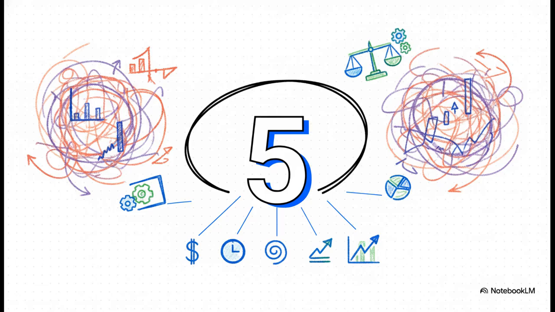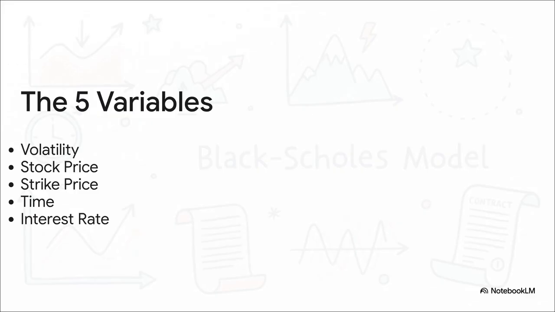So, what did they actually achieve? Their elegant, hedging-based model managed to distill the absolute unpredictable chaos of the global markets down into just 5 exact variables to calculate the fair theoretical value of what's known as a European option. 5 variables. That's it. Let's look at those 5 variables.